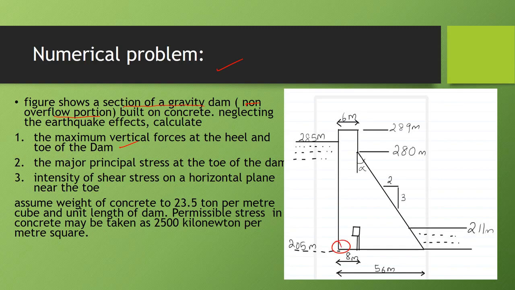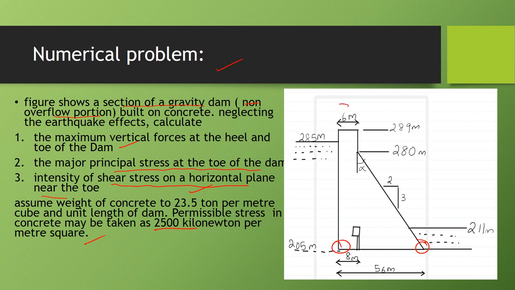This is the heel and this is the toe of the dam. We also have to find the major principal stress at the toe of the dam, and the intensity of shear stress on a horizontal plane near the toe. The weight of concrete is given as 23.5 ton per meter cube, and we have to assume unit length of dam for calculations. Also, the permissible stress in concrete is given as 2500 kilonewton per square meter.